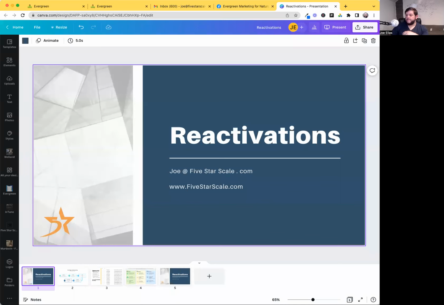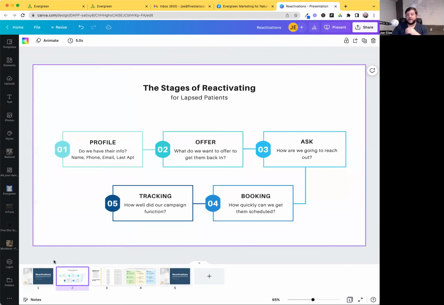Got a little presentation. Okay, so I want to talk about reactivations, and I want to show you my process for it. I'm a big fan of the MVP concept, minimally viable product. There are probably tons and tons of how-to-reactivate systems online that are very expensive, that have lots of details and tons of videos and printables and a lot. And you don't have time for a lot. So I want to talk about reactivations realistically.